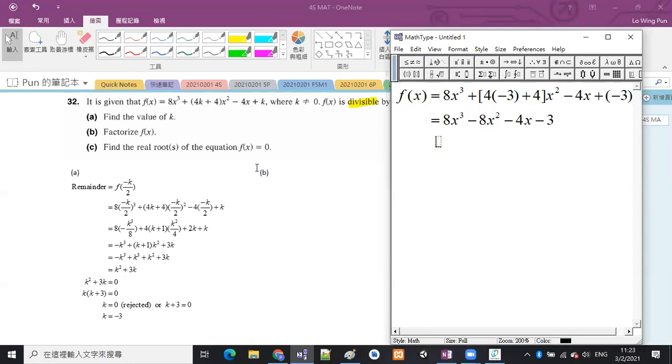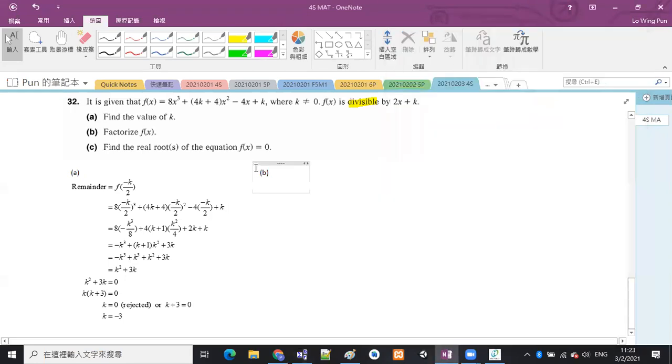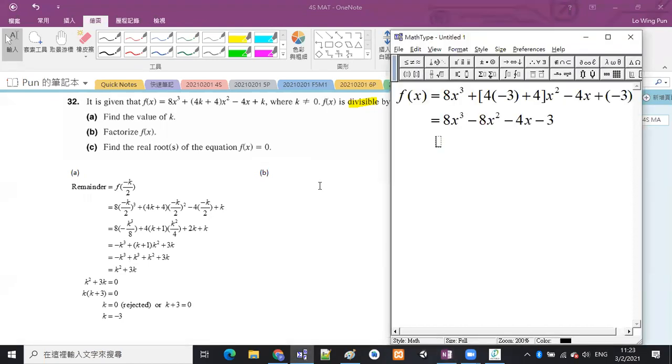Okay, and because the question has already told us that f(x) is divisible by 2x plus k, that is 2x minus 3, we can factorize, so this is the first factor. We can factorize the first factor out and then write down the remaining factors. Again, I'm going to use method 2 here. So the square term should be 4x squared, the constant term should be plus 1, and the middle term should be plus 2x. Yes, it's okay.